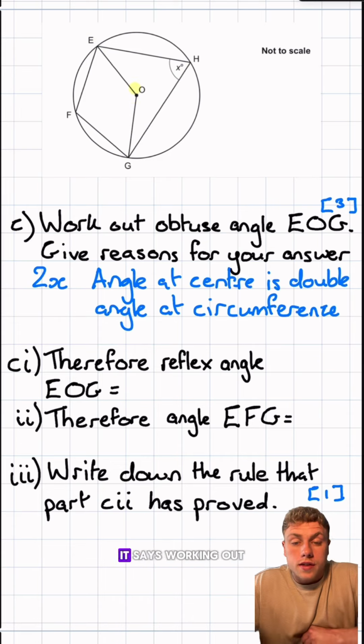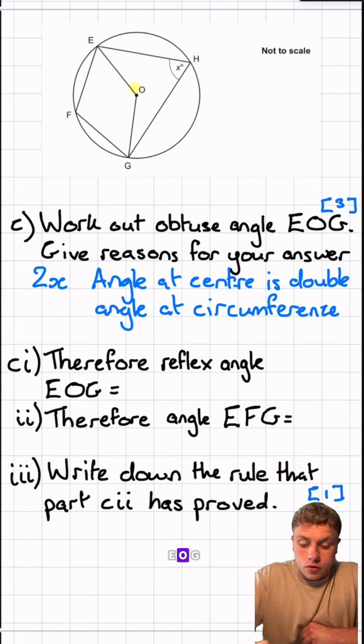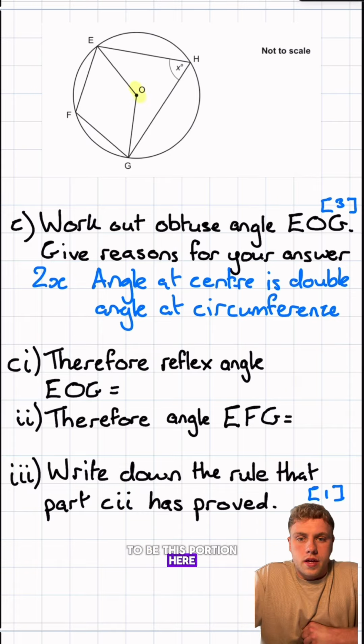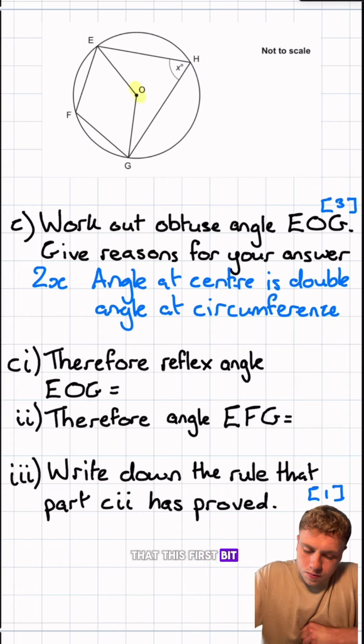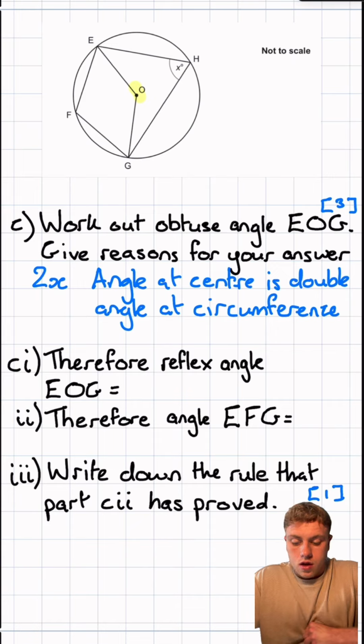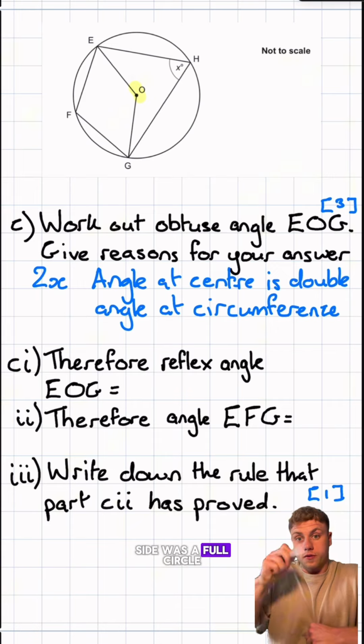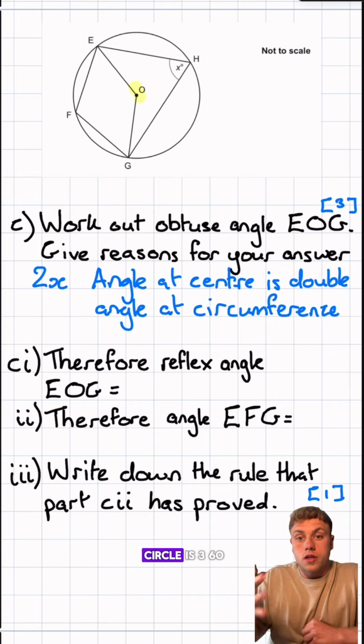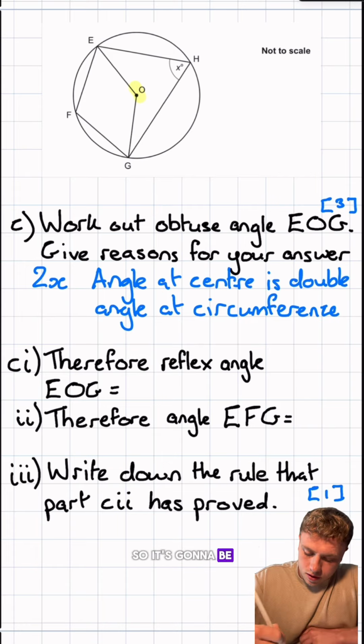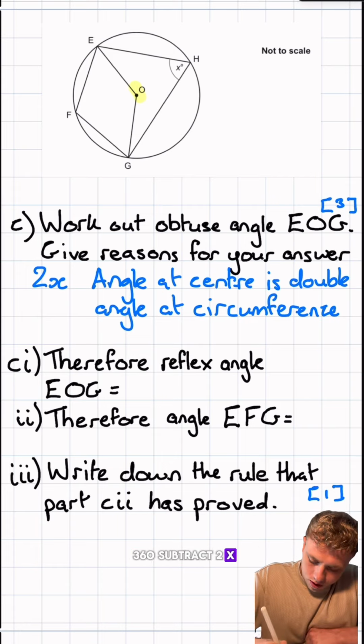For part I, it says working out the reflex angle of EOG. Well, that is going to be this portion here. Well, if I know that this first bit on the left-hand side is 2x, to get the other side, well, it's a full circle, so the amount of degrees in a full circle is 360. So it's going to be 360 subtract 2x.